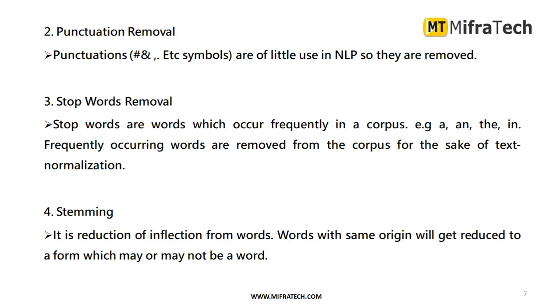Next is stemming. What is stemming? It is reducing words into a common form or a relative form. Words with the same origin get reduced to a form which may or may not be a word. When you convert a word into its stem, it goes back to its origin form, and the final output may or may not be a proper word. That is what stemming means.